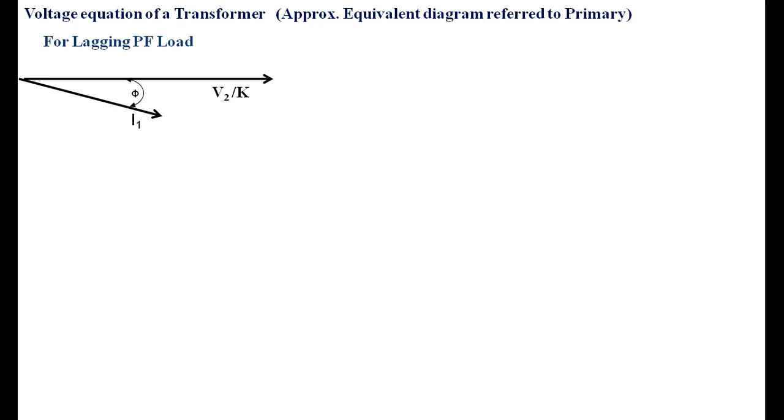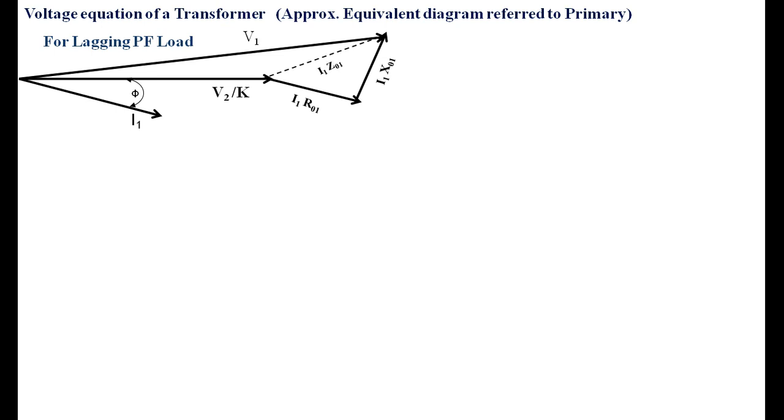You are already aware of this vector diagram, that is V2 by K is the voltage and I1 is the current which is lagging by phi. Adding I1 R01, which is parallel to I1, and I1 X01, which is perpendicular to I1, what I am getting is V1, referred to the primary side. Then it is I1 Z01. Step by step, I am trying the same vector diagram once again, and at individual steps I am resolving I1 R01 and I1 X01 into their X and Y components.